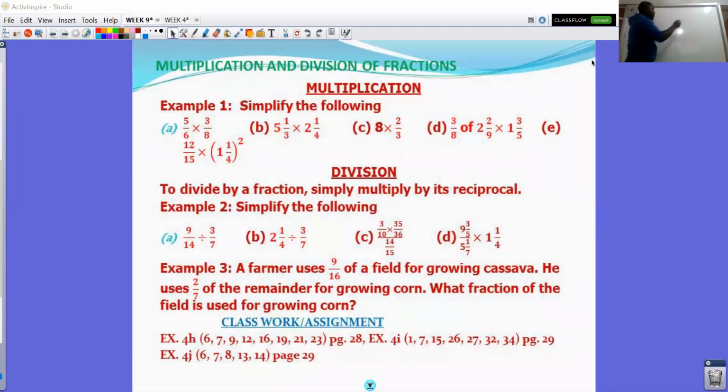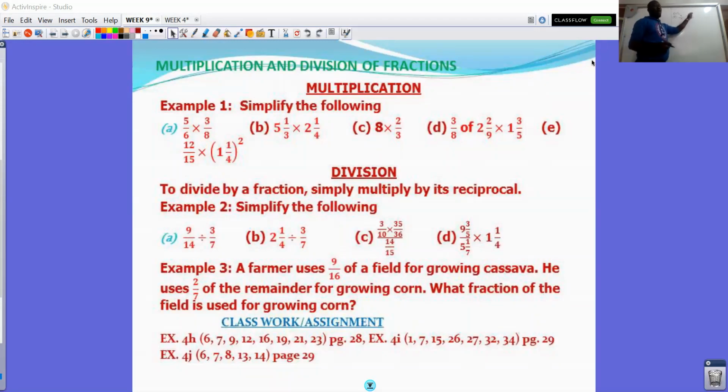Let's look at the board, please. The first question, that is example 2, question A, says 9/14 divided by 3/7.